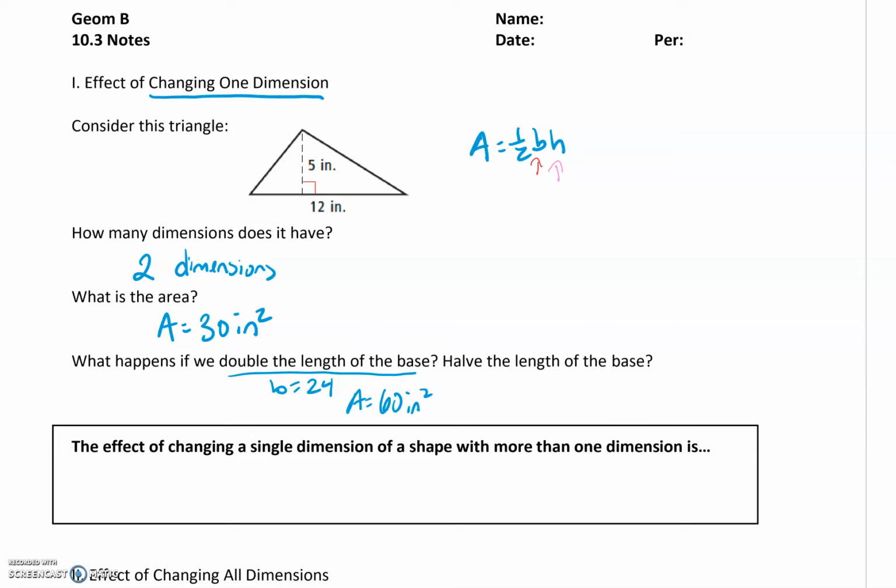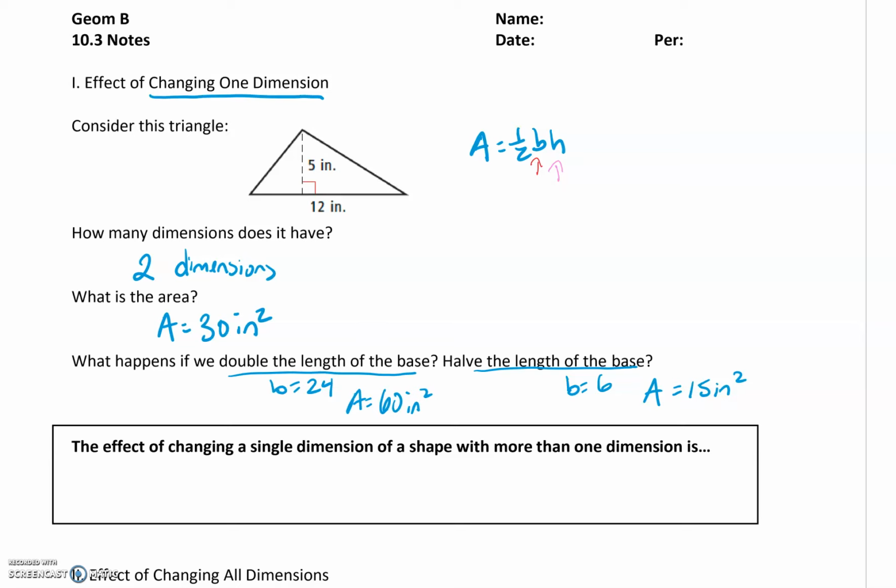Now what happens if we halve the length of the base? So instead of being 12, our new base is just 6. So go ahead and calculate that. So then we get our new area as 15 square inches. So if we kept one dimension the same but changed the other, what do we notice about the change in area? Well, if my original area was 30, 30 times what is 60? Times 2, right? 30 times what is 15? Times 1/2. And those are the same factors that we used to change the dimension.